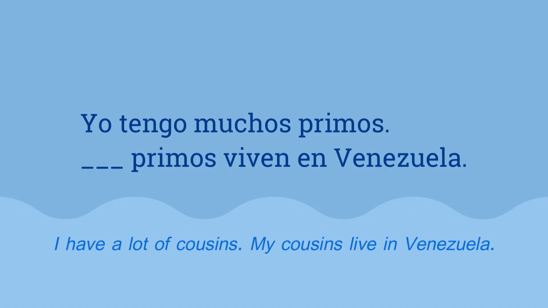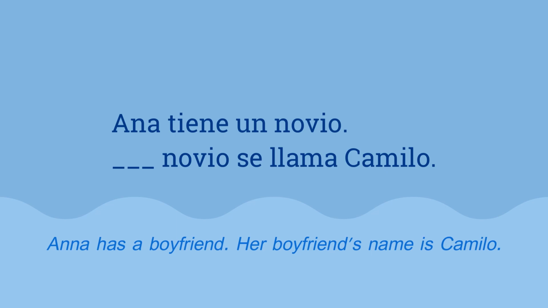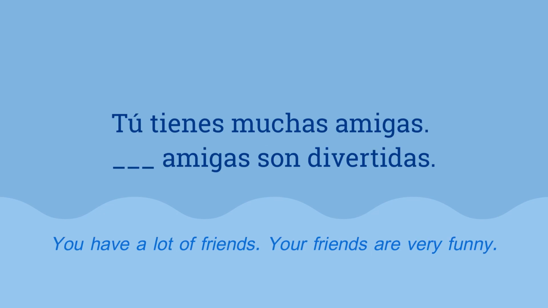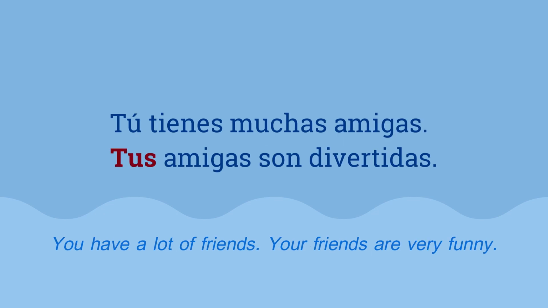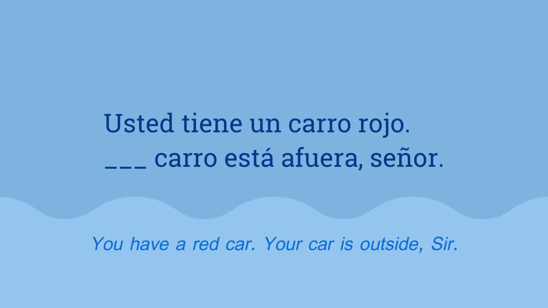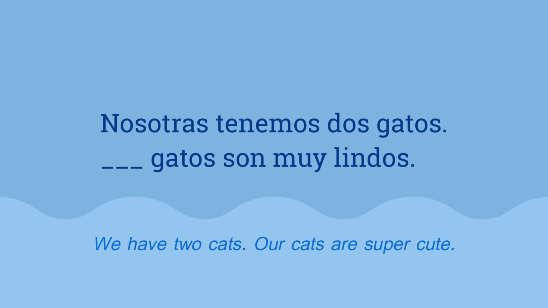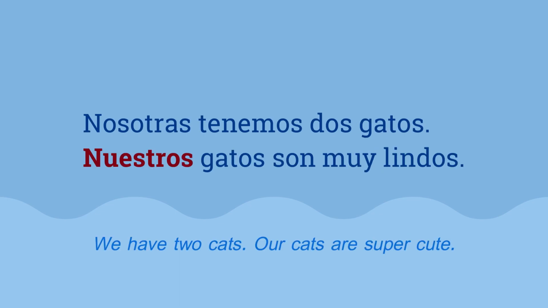Yo tengo muchos primos. Mis primos viven en Venezuela. Ana tiene un novio. Su novio se llama Camilo. Tú tienes muchas amigas. Tus amigas son divertidas. Usted tiene un carro rojo. Su carro está afuera, señor. Nosotras tenemos 2 gatos. Nuestros gatos son muy lindos.